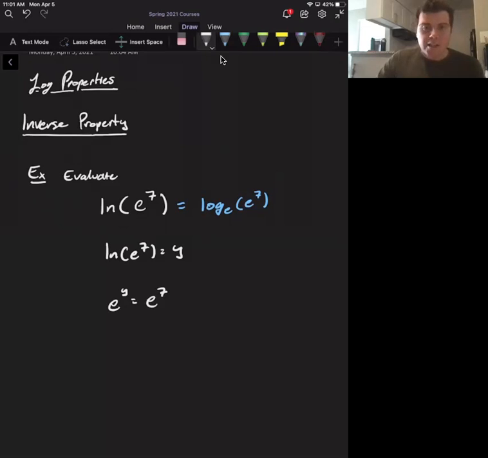And looking at this equation, it's not too hard to see that if these two sides are going to be equal to each other, then we're going to have that y is 7. And this also follows from the fact that e to the x is 1 to 1. So we know there's only one solution for e to the y equals e to the seventh, and that solution is y equals 7. So therefore, ln of e to the 7 is simply just 7.